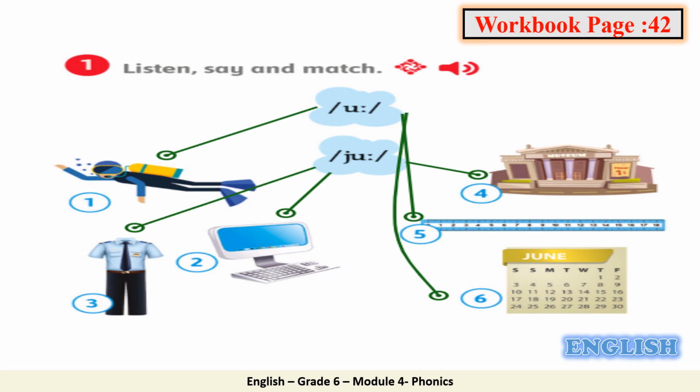All right, let's check our answers. We have number 1, scuba diving, and number 5, ruler, and number 6, June, are all with the sound oo. But we have number 3, uniform, number 2, computer, and finally number 4, museum, are all with the sound U. Great job, everyone.